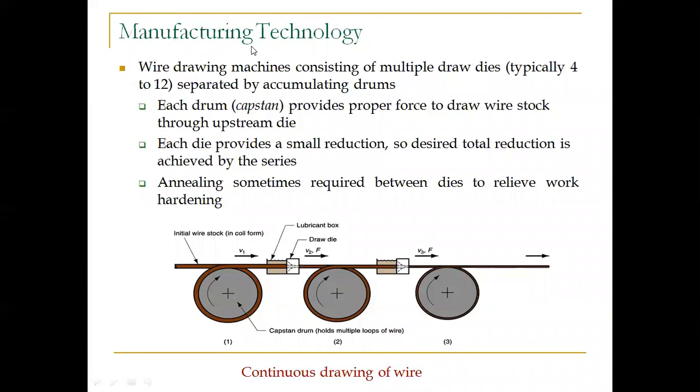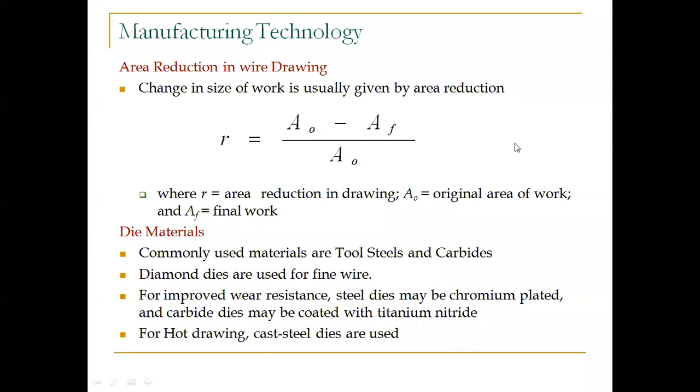These are the diagrams for wire drawing in the case of a series of operations. The area reduction in wire drawing, the change in size of the work, is usually given by this mathematical operation: R is equal to (A0 minus Af) upon A0, where A0 is the original area of the work, Af is the final area of the work, and R is the reduction ratio.